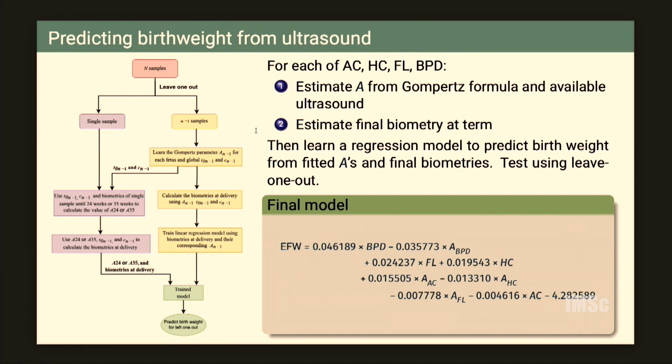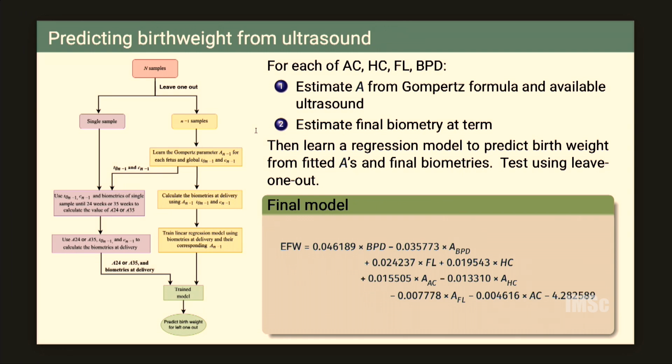And so A24 and A25 here basically indicate the value of this parameter based on data till 24 weeks or till 35 weeks. And so we are basically using a leave one out method here, where you train on n-1 samples and test on the single sample, so that we are never actually predicting on the data you have. And then finally put it together and get a trained model which gives you this regression formula.